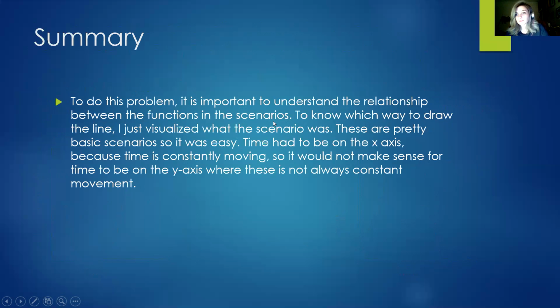And there's my summary, which I don't need to go over with y'all because I've already discussed it.